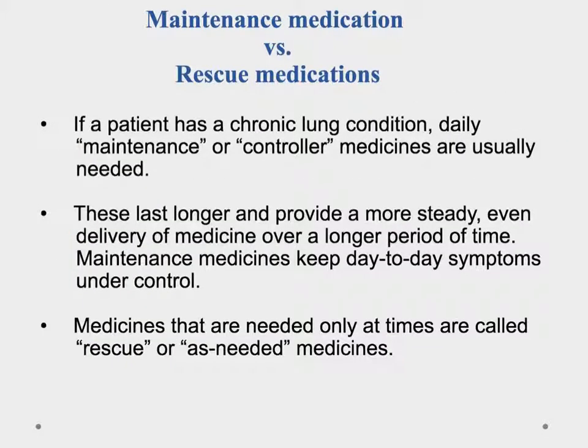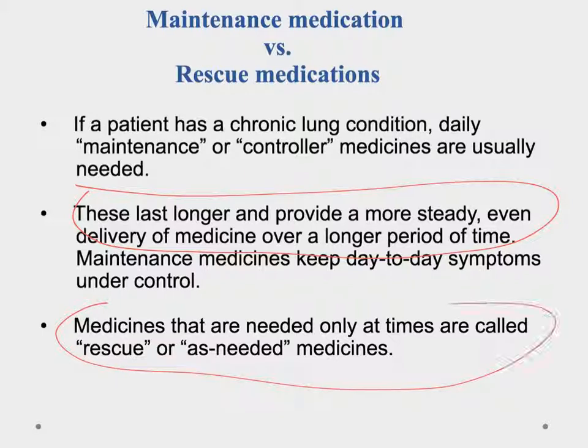This is just a slide that talks about the difference between maintenance and controller medications as opposed to a rescue. The maintenance and controller medications are usually something that a patient takes once a day. It's a long-acting medication. That is their maintenance med. They last longer and provide a very steady delivery of the medication over a long period of time. So this is an important sentence here. They also should have a rescue inhaler, and this is if something triggers them and gets them in trouble. Usually it's an albuterol. Albuterol is a short-acting bronchodilator. That is their rescue med.